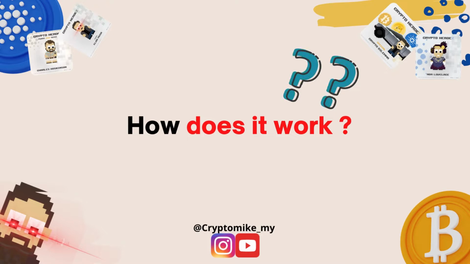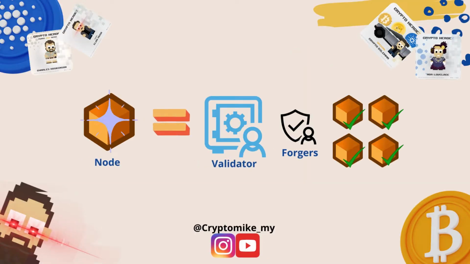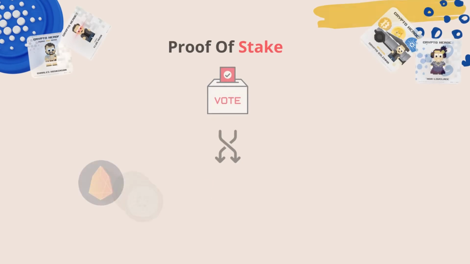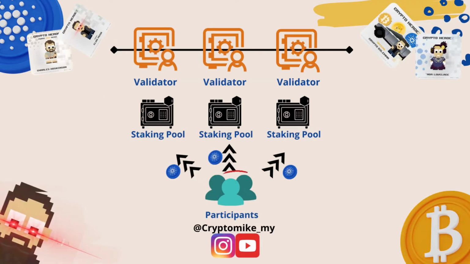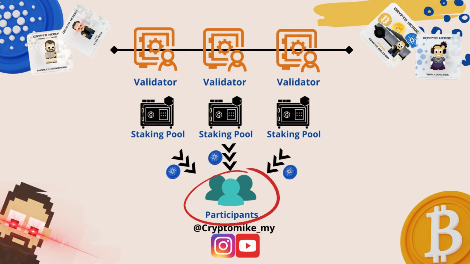Firstly, in the proof of stake algorithm, we call a node a validator, and their responsibility is to make sure all the transactions in the blockchain are valid and without any fraud. This process is known as forging. The proof of stake algorithm uses a method like an election to select who is the next node to be a validator for the next block in the blockchain. In order for the validator to be selected as a forger, the users of the cryptocurrency must stake their coins into the pool of the validator. In return, the users are rewarded coins for participating in the network.